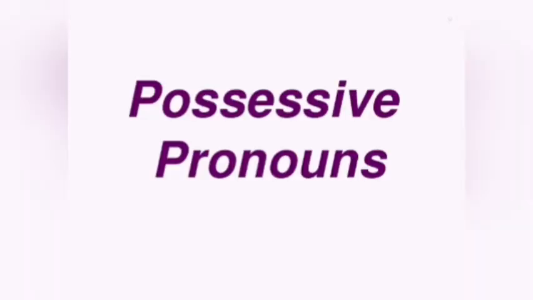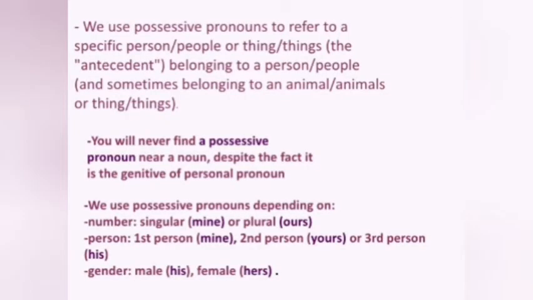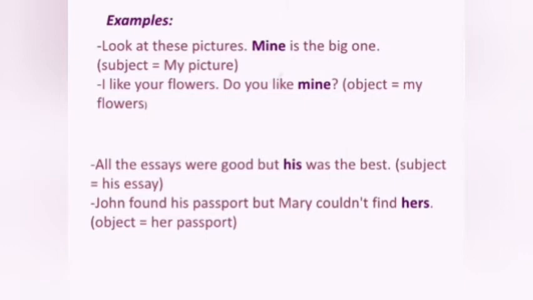Next is possessive pronoun. We use possessive pronouns to refer to a specific person, people, or things belonging to a person or people. You will never find a possessive pronoun near a noun, despite the fact it is the genitive of a personal pronoun. Just look at this sentence. Look at these pictures. Mine is the big one. Subject is my picture. You can see. Next, I like your flowers. Do you like mine? Mine means what? My flower. So here mine means my picture.